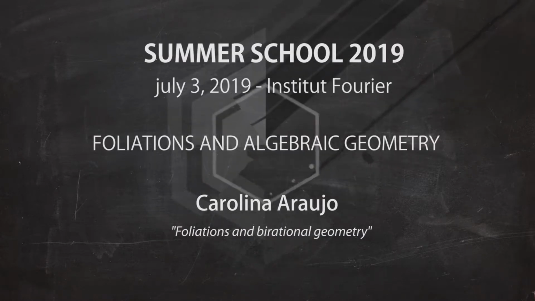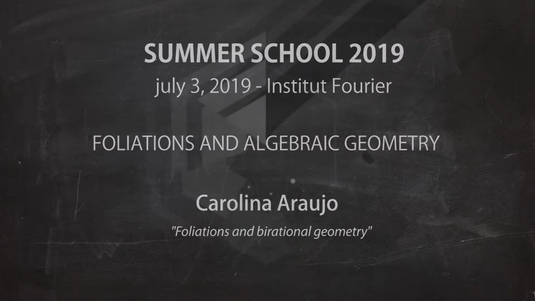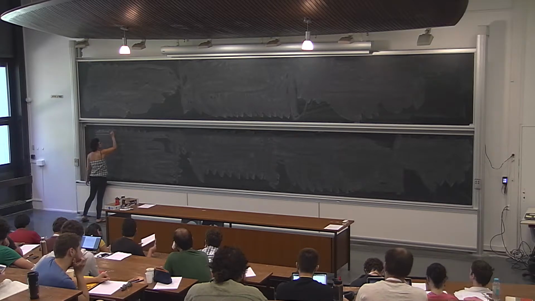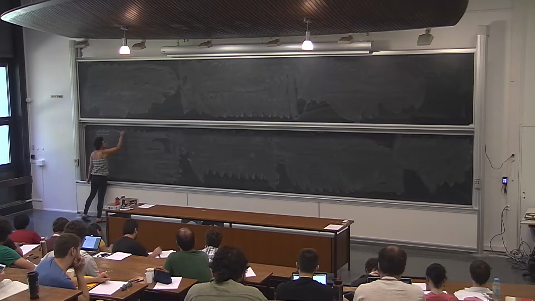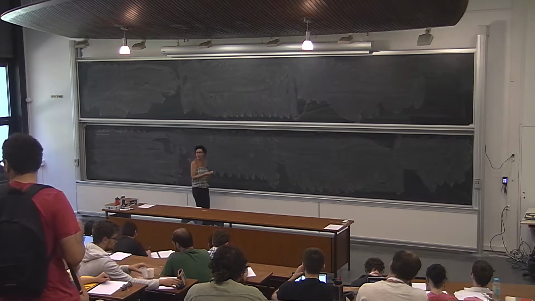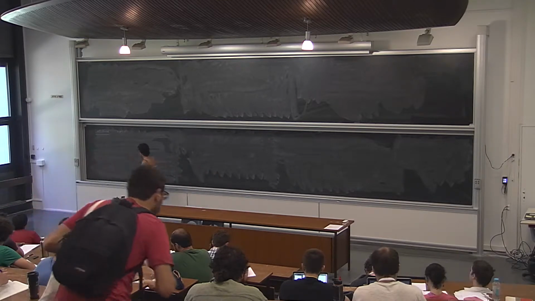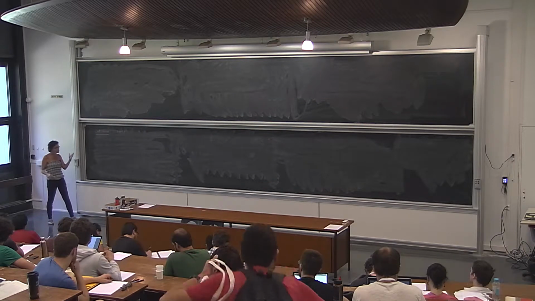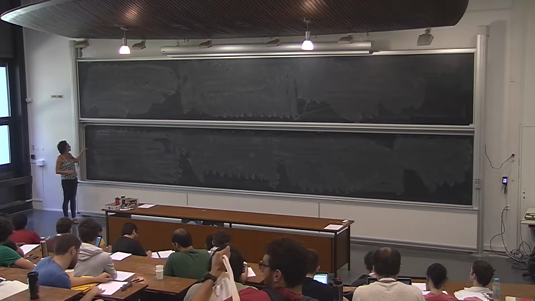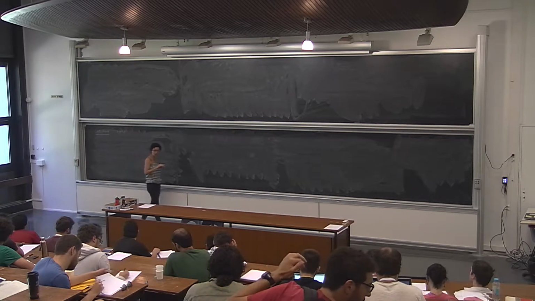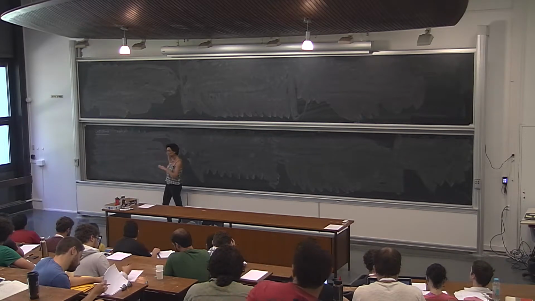Okay, thank you. So last time we discussed the basic ideas of the MMP. I introduced some notions of singularities and the main steps of MMP. In this lecture, first I would like to make some remarks and extensions, and then try to translate the notions that we've seen yesterday to the world of foliations.